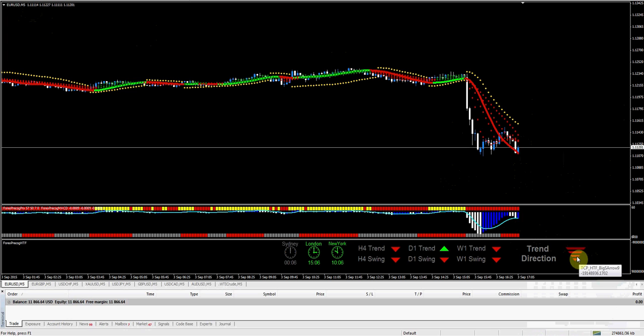Trend direction is obviously down. Got two red signals here. The MACD is now blue. We want it to be white, which means that it's continuing to make lower lows. And we also want it to close below this line here. But everything up here looks good.